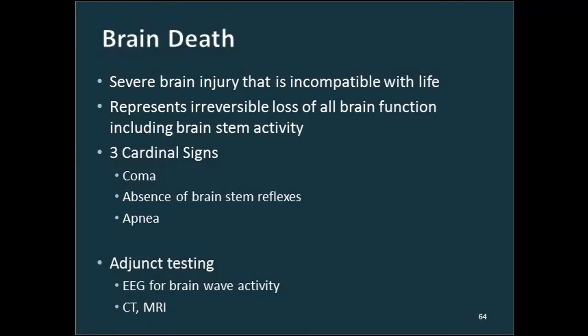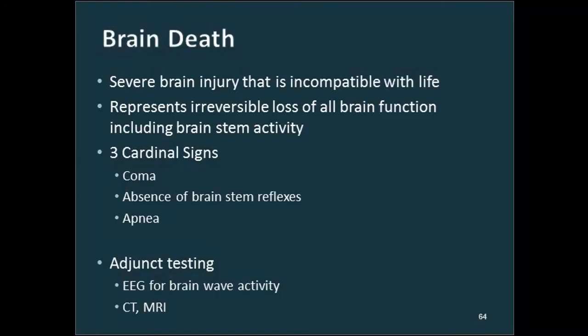All right, other testing that's going to be done, adjunct testing, EEG for sure. We're going to be looking at brainwave activity, and there will probably be multiple EEGs. Typically, they want at least 2 that are negative for any brainwave activity. Also going to do CT and MRI scans, showing if there's shifting or brain damage, tissue damage. There probably will be multiple of those as well.